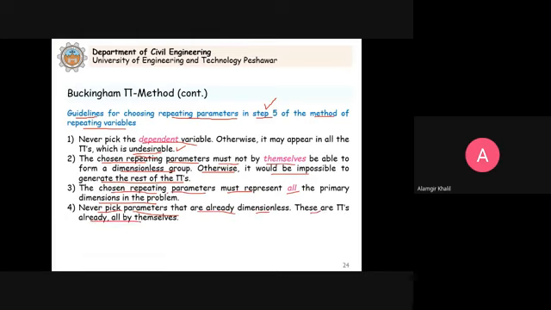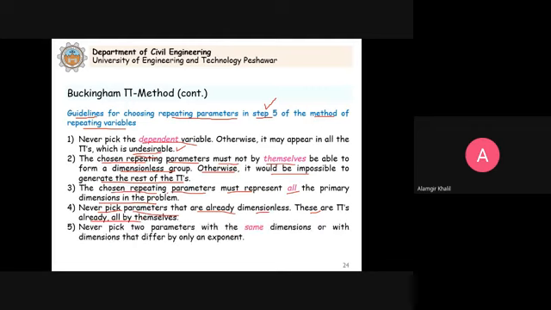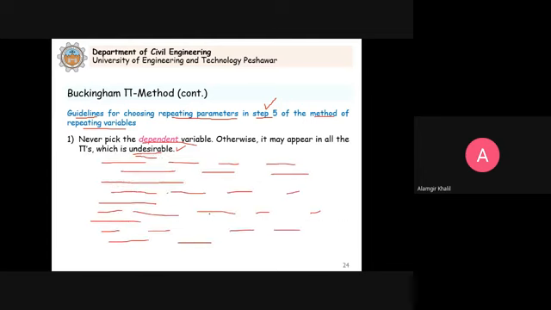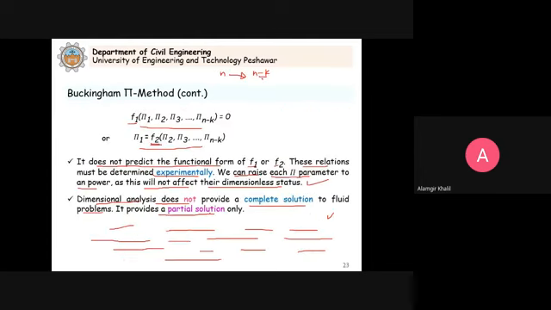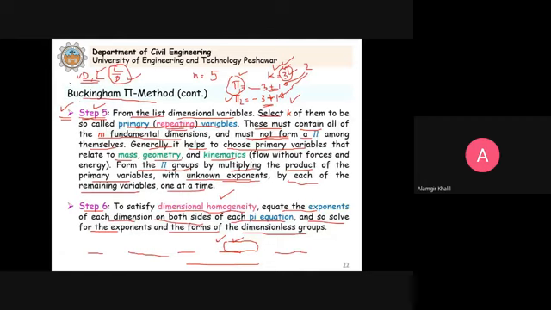For example, you have theta as a parameter in any problem. Theta has no dimensions, clear? So this is already one of the pi groups. Don't consider it as a repeating variable. Never pick two parameters of the same dimensions, or with dimensions that differ only by an exponent. I already explained that if you have, for example, diameter as a variable and length as a variable, don't pick both at the same time. Just pick one of them. Either pick D and solve the problem, or pick L and solve the problem. This selection of repeating variables is not unique.